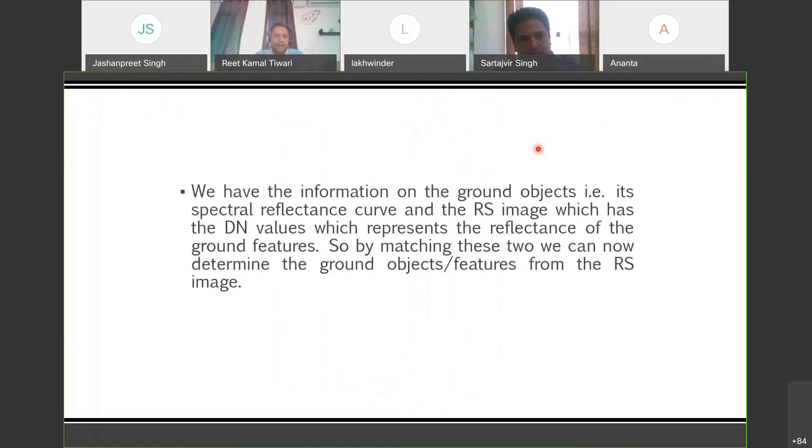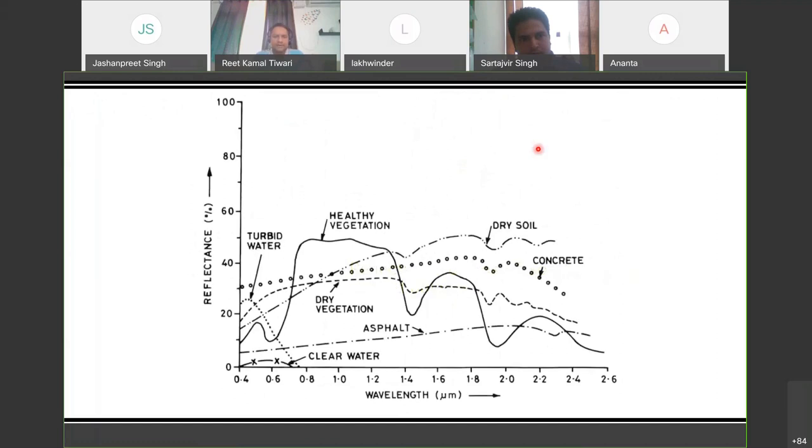Now, in the spectral reflectance curve of some common objects you can see here, vegetation has a distinctive property. It reflects more in the near infrared region and absorbs in the red region, and reflection is somewhat high in the green region. That's why vegetation appears green in the visible region. When we plot the spectral reflectance curve of healthy vegetation, it is more reflective in the near infrared region. So if we take a near infrared image of any area, and some feature appears very bright, it can be vegetation.